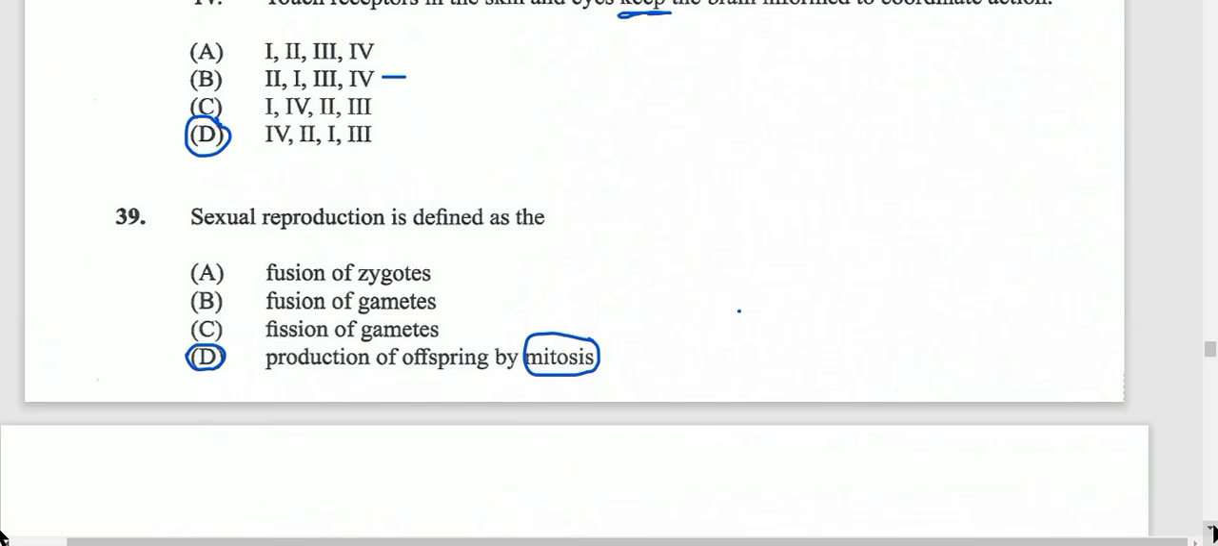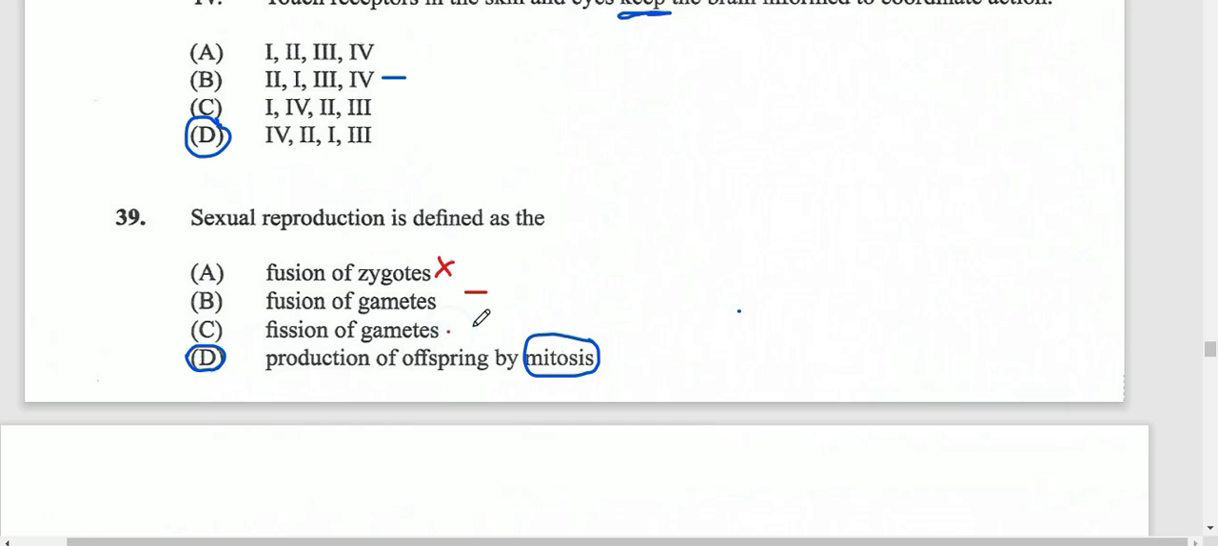For 39, this is another very interesting question in which we are of the opinion that it has no answer. 39, we think it has no answer. If you were supposed to go with B, that's fertilization. I don't know about this.